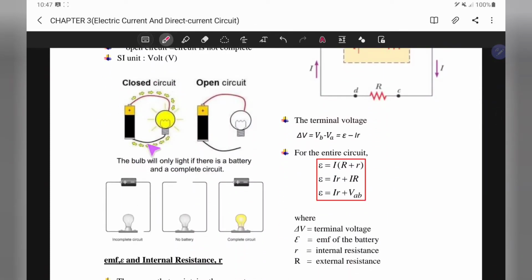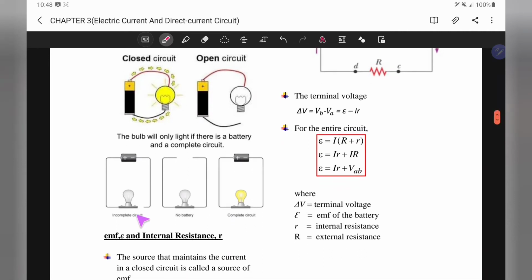For any closed circuit, the current just flows through the circuit. Open circuit means that the circuit is not complete, or the switch is off actually. This is switch on and this is switch off. Closed circuit, switch on. Open circuit, switch off. Don't be confused. For this incomplete circuit, it's not functioning. No battery also is not functioning. But for this one, the circuit is complete, so the circuit is functioning already.